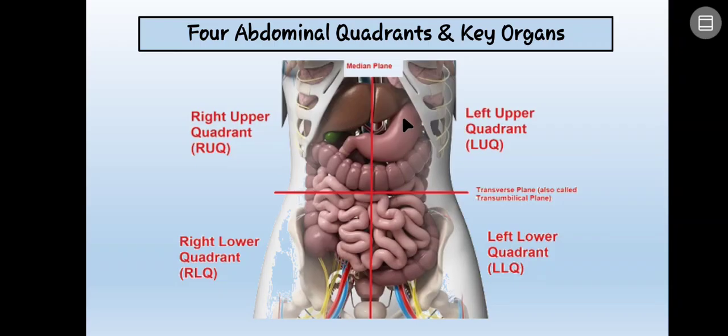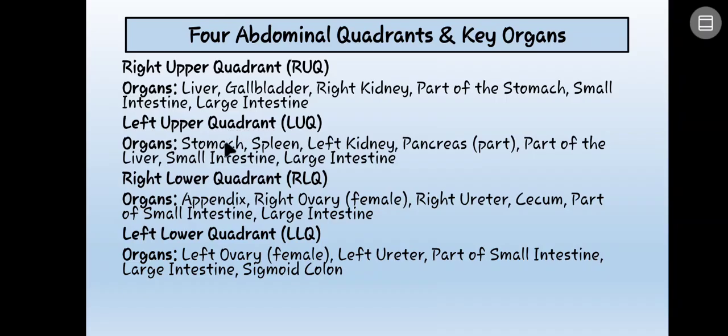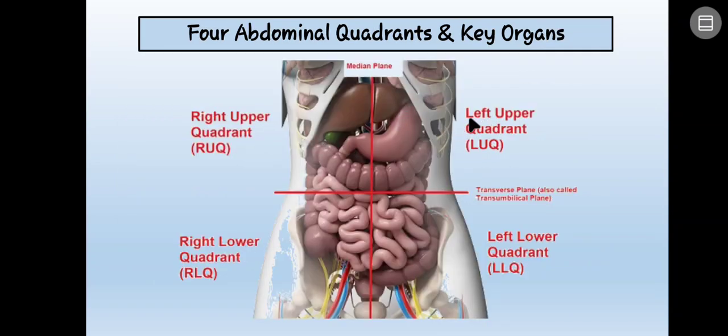When we come to the left upper quadrant, we have a portion of the stomach, a portion of the small intestine, a portion of the large intestine, a portion of the left kidney. Okay, all in there. You can see a portion of the stomach, a portion of the spleen, the left kidney, part of the pancreas, part of the liver, the small intestine and the large intestine. You can see a portion of the stomach in the left lower quadrant, a portion of the large intestine, a portion of the small intestine, the spleen, a portion of the pancreas, and the liver are all found there.